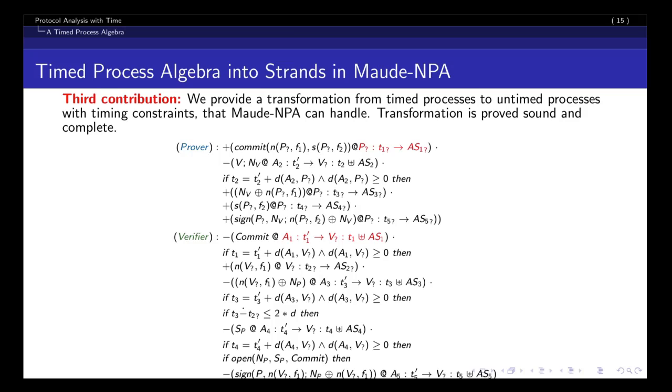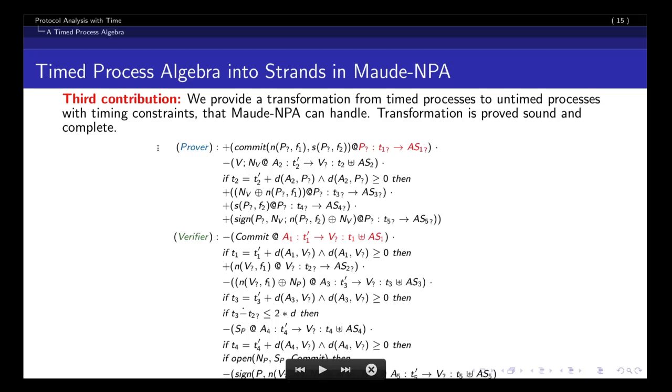This slide illustrates how the timed process algebra can be transformed into the strands specification in Maude-NPA. This is our third contribution in this paper. It's a transformation from timed process algebra into strands with time variables and time constraints. This transformation in Maude-NPA is also shown and complete.